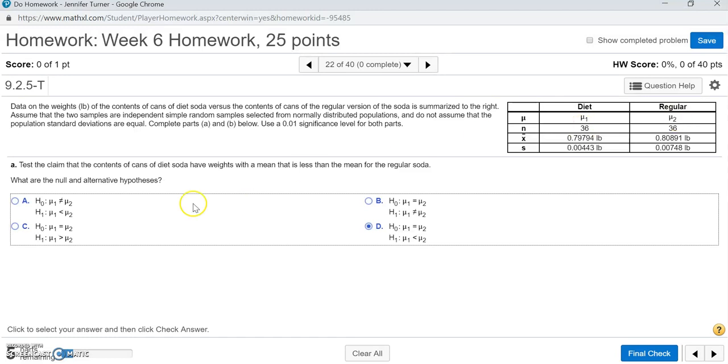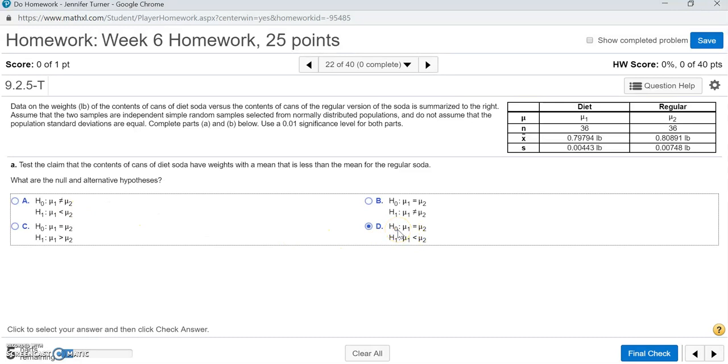Now it might be tempting to look right here and see H1, mu1 less than mu2, and automatically select A. However, be careful, look at the null hypothesis here as well. The null hypothesis here says that mu1 is not equal to mu2, but the null hypothesis should always have an equal sign in it. So it's not letter A. Be sure to check both. It's going to be letter D.